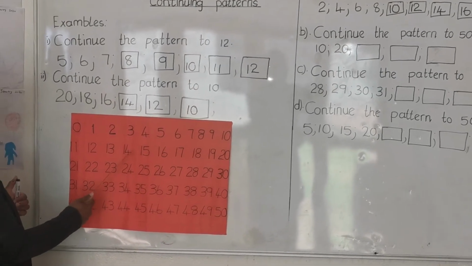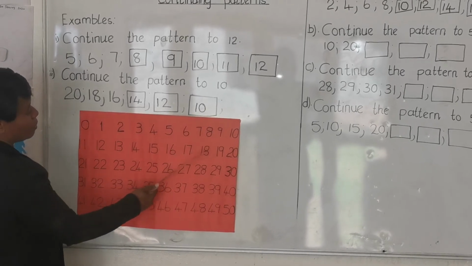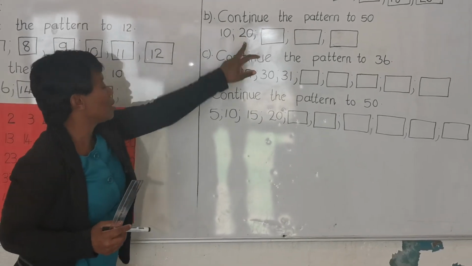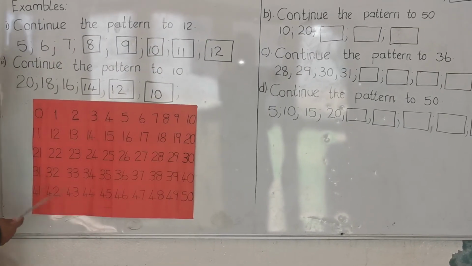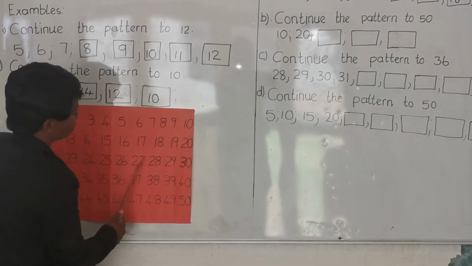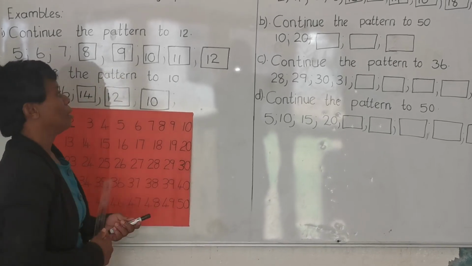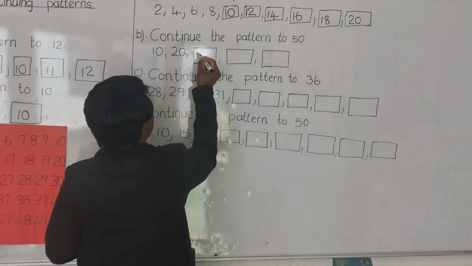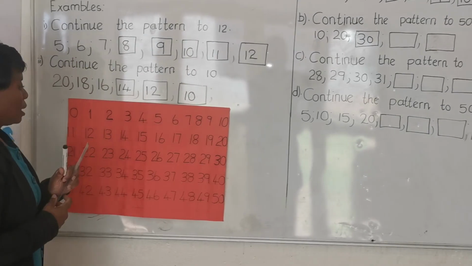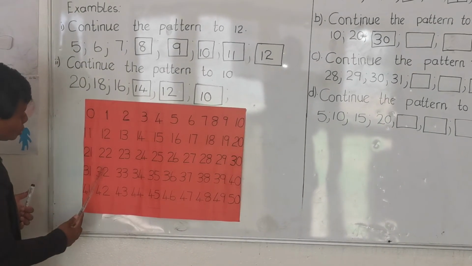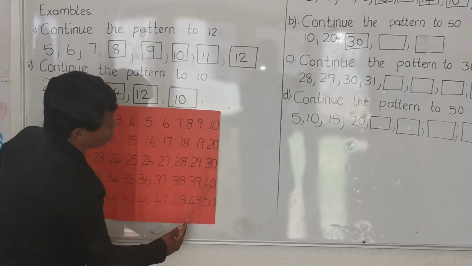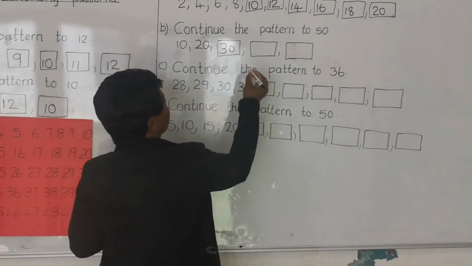1, 2, 3, 4, 5, 6, 7, 8, 9, 10. Which means the next number is 20. Then from 20, let's count 10 more. 1, 2, 3, 4, 5, 6, 7, 8, 9, 10. Our next number is 30. From 30, let's count 10 more. 1, 2, 3, 4, 5, 6, 7, 8, 9, 10. Our next number is 40.